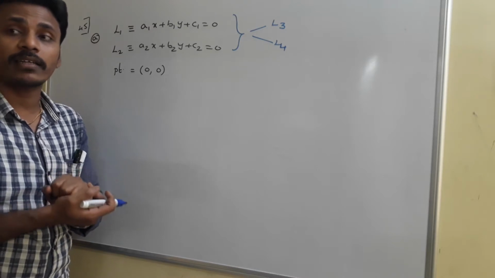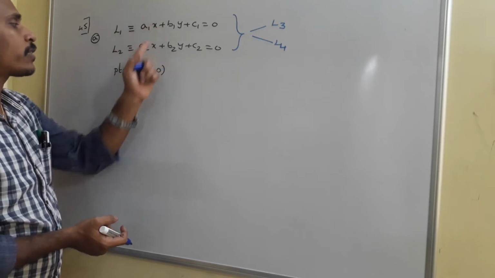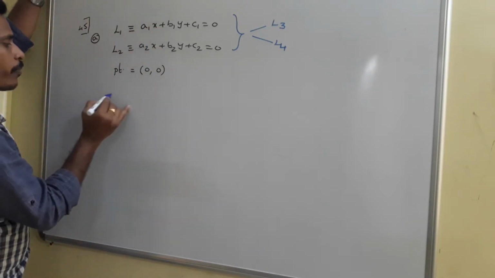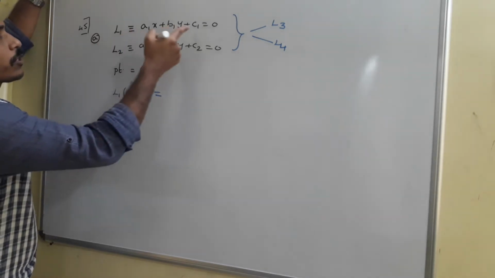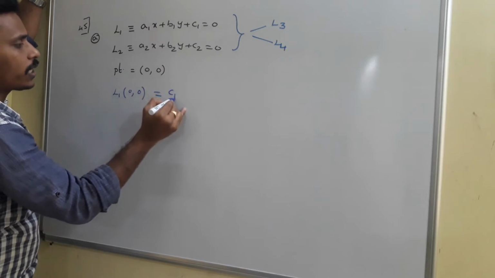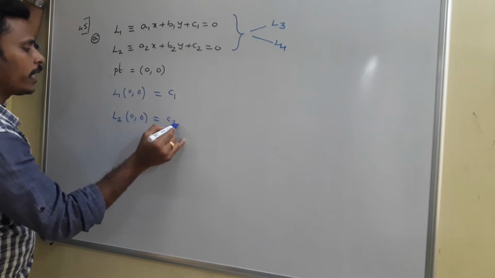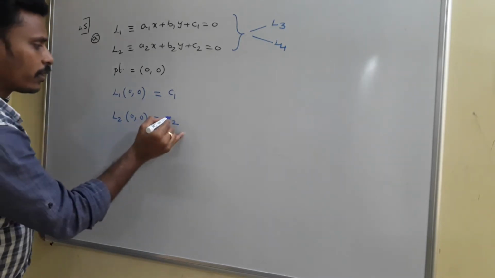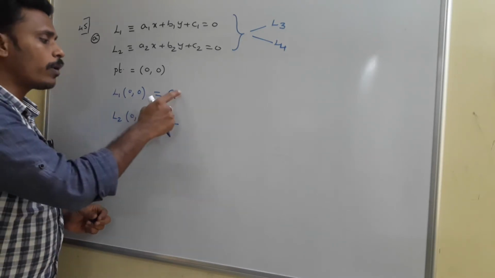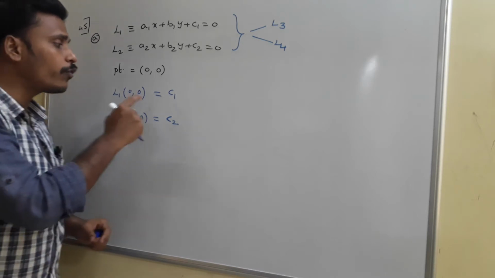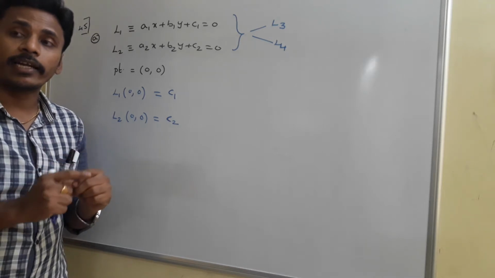To find the bisector containing the origin, what do we need to do? As we discussed, we need to substitute this point in the first line as well as in the second line. L1 of (0, 0) will give us C1, and L2 of (0, 0) results in C2. If you substitute (0, 0) in the lines, you remain with C1 and C2. So now you need to think about that C1 and C2. We need the equation of the bisector containing the origin.